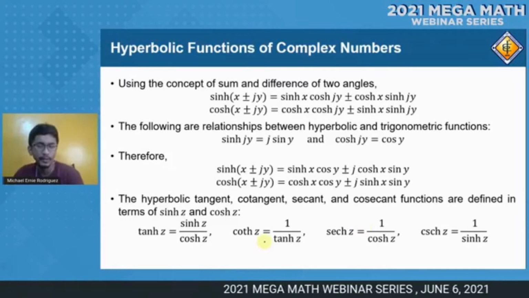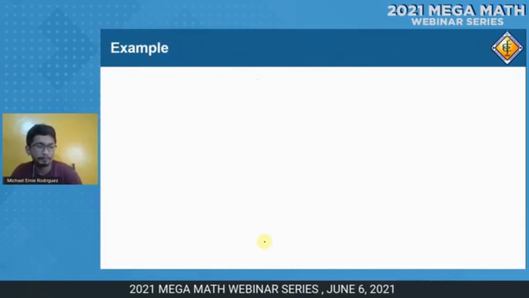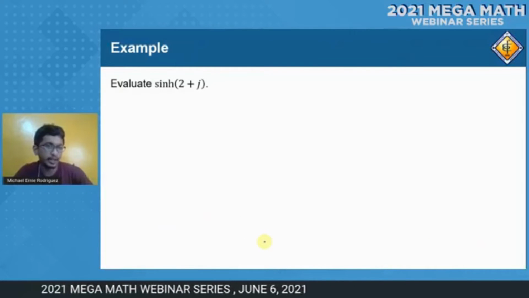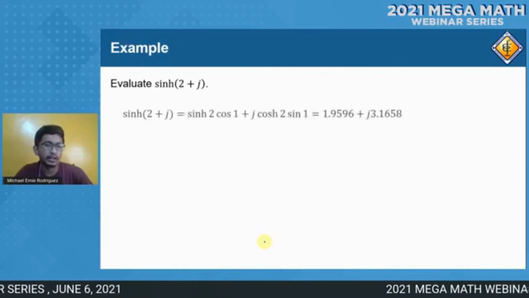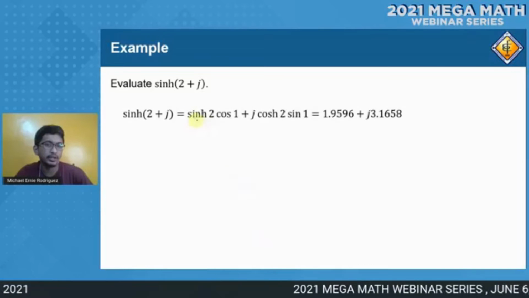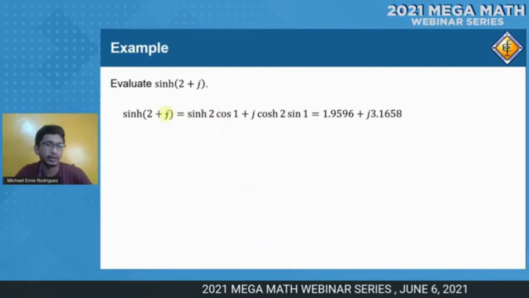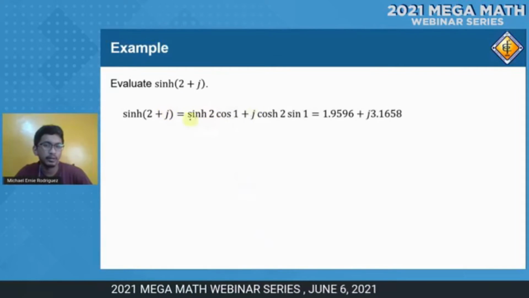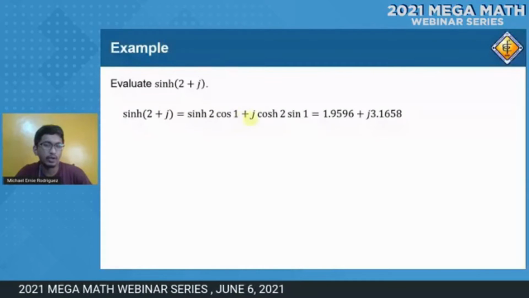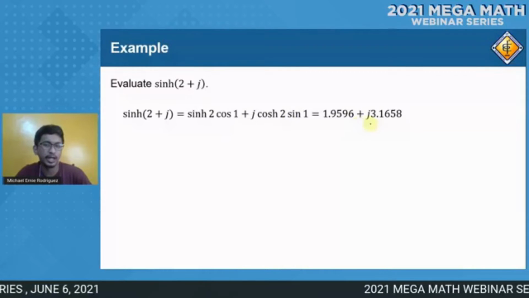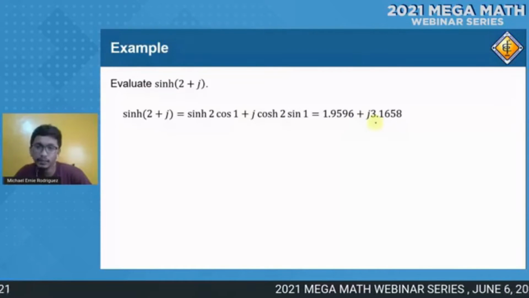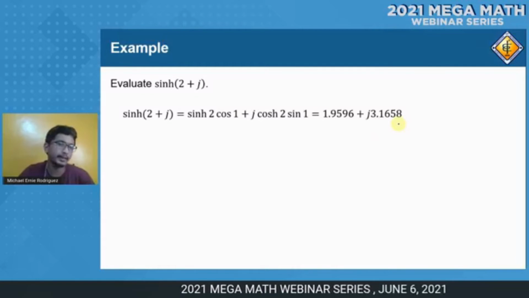Okay? And then let us have an example again. Evaluate sinh of 2 plus j. So, straightforward. We have sinh 2 cos 1, where this j is 1, right? And then plus j cos 2 sin 1. So we have 1.9596 plus j 3.1658.